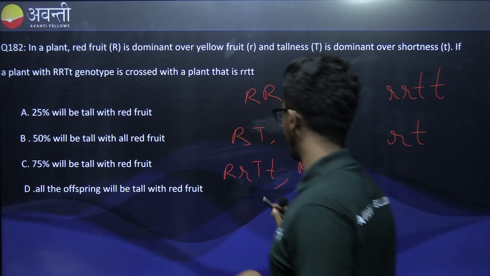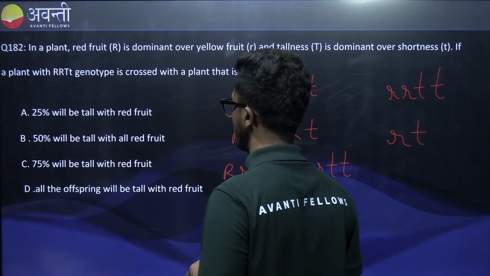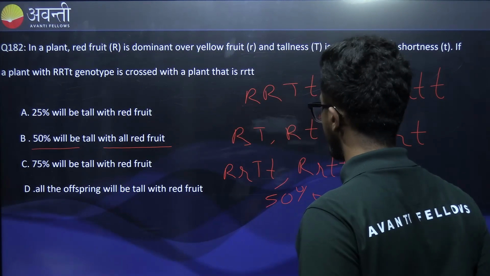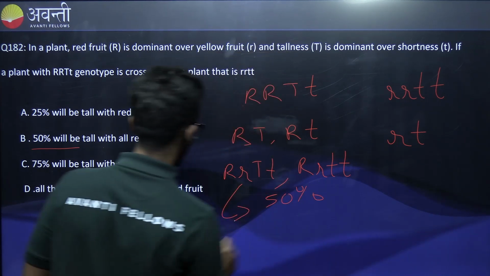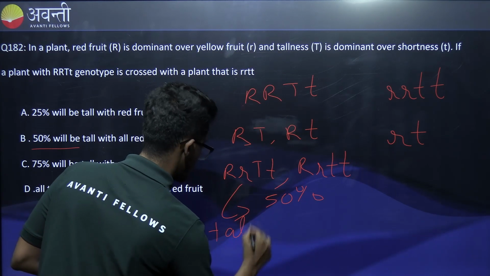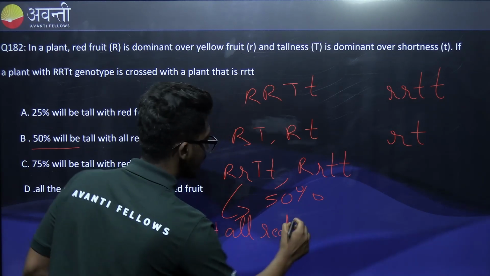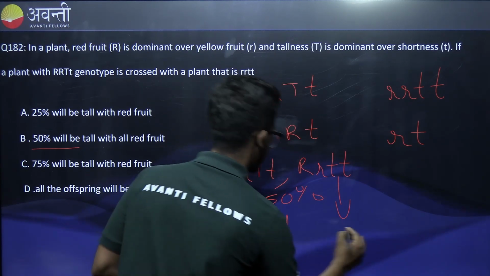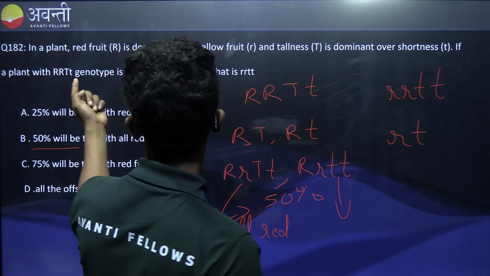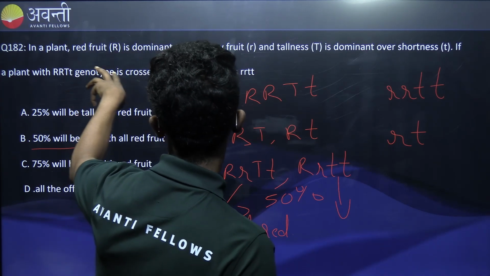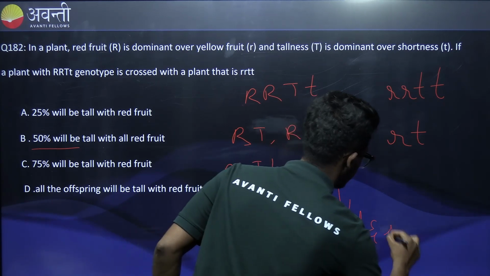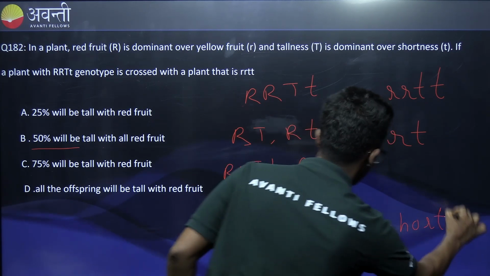So the phenotype is 50%. 50% will be tall and with red fruit. So you can see here, we have 50% tall with red. Again, we have here capital R and small r, and capital R would be red flower. This is red and short. Sorry, this is red and short.